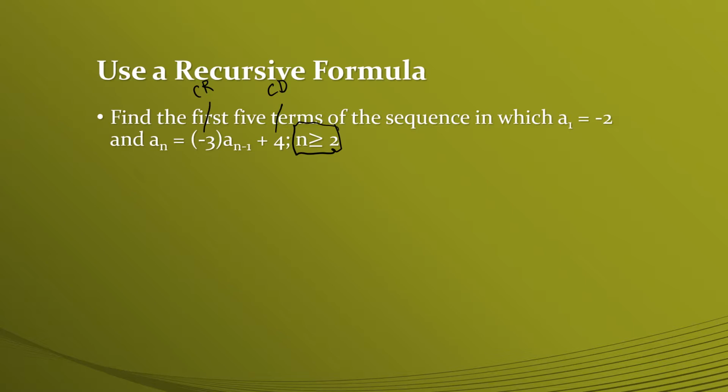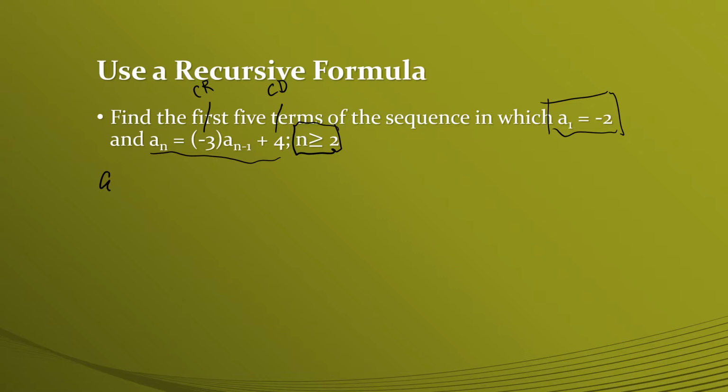And what is n? n gives us the number of a term in the sequence. One of the elements of a recursive formula is that we're given a1, and then we're given the formula itself, which we see right here. So we're asked to find the first 5 terms of this sequence. So let's go about this.